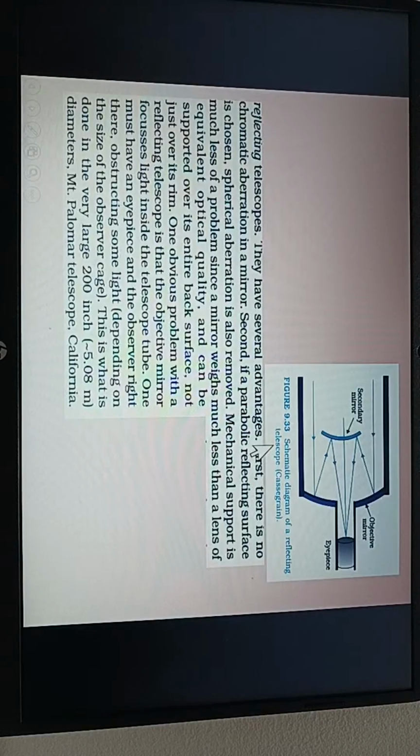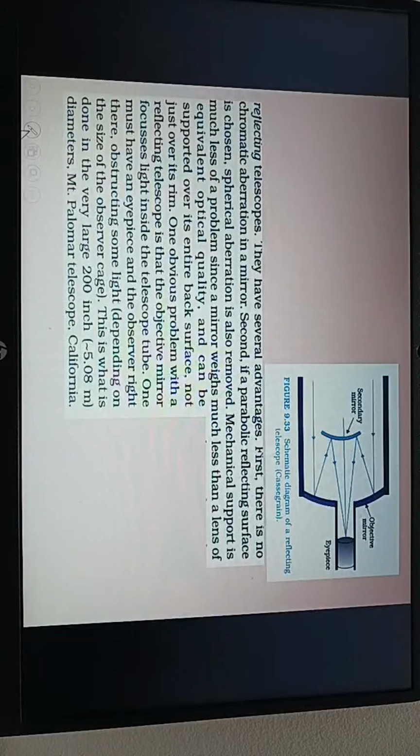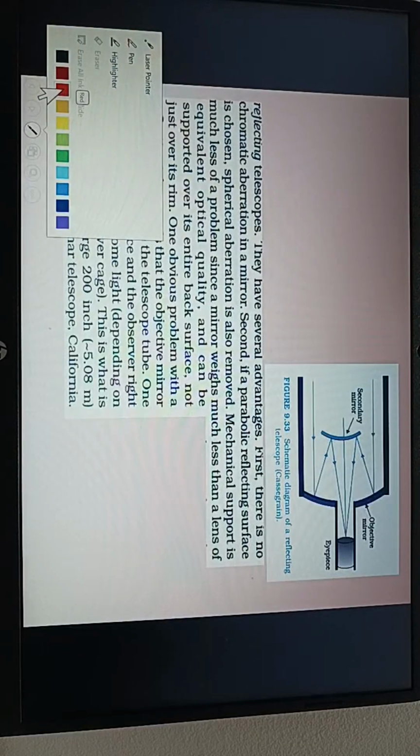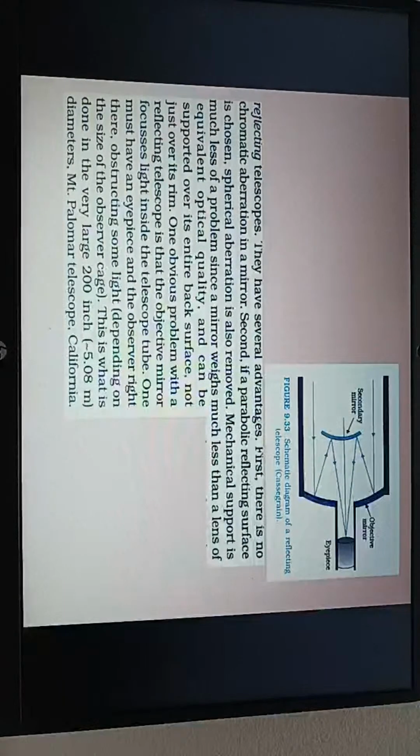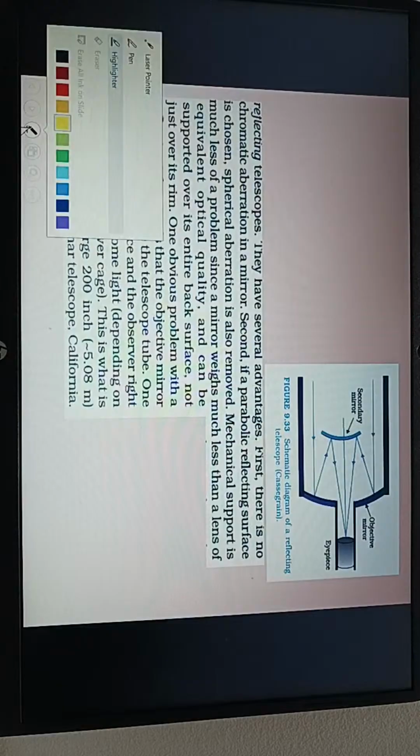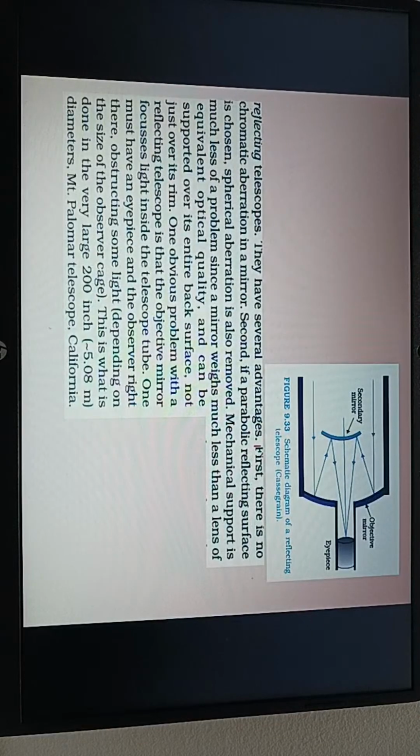This is also called Cassegrain. This is in the textbook, they have given this. It has three advantages. One advantage is this. Is resolving power there or not in that? See, the first advantage is here. Second advantage is here. Second advantage is this. This is the second.